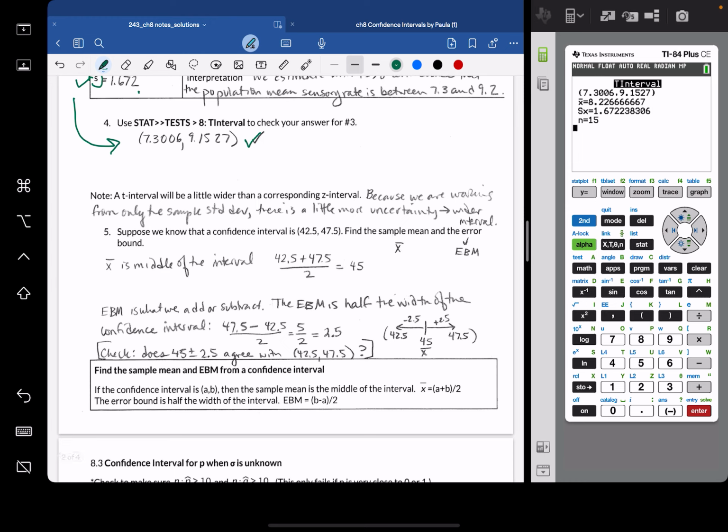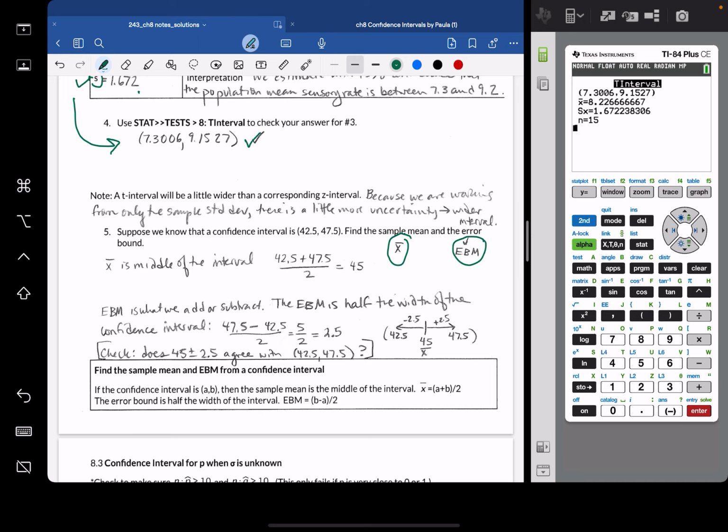Let's just finish this page. A t-interval will be a little wider. I showed you that before. There's a little more uncertainty, and that creates a wider interval. Now here's a new question. Suppose we knew that a confidence interval is 42.5 to 47.5. Could you work backwards to find X bar and the EBM from that information?